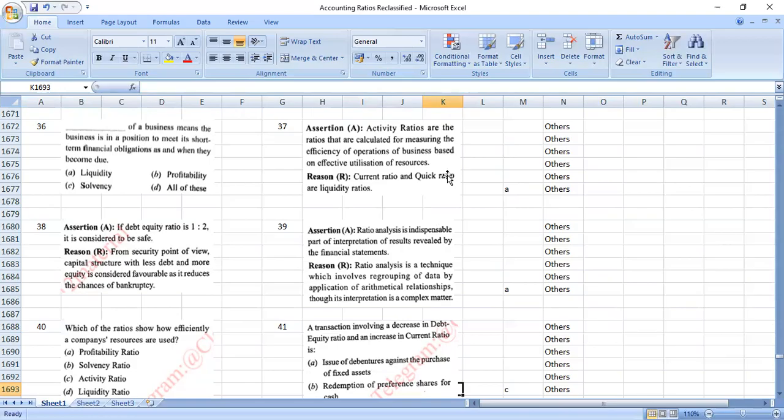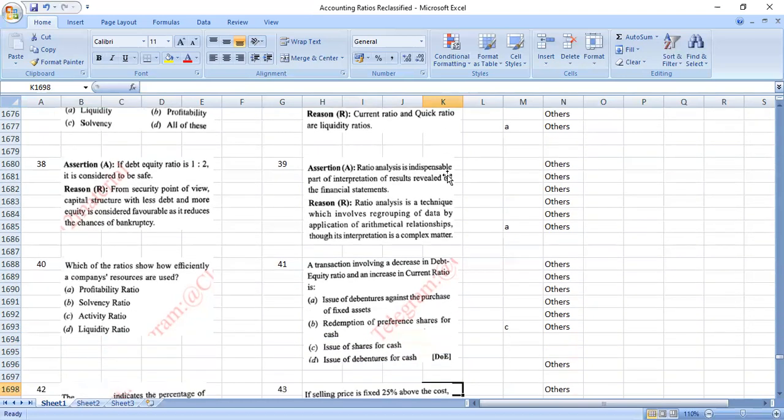Reason is the correct explanation of assertion. Ratio analysis is an indispensable part of interpretation of results revealed by financial ratio technique, which involves regrouping of data. Already checked, already told, repeated question.